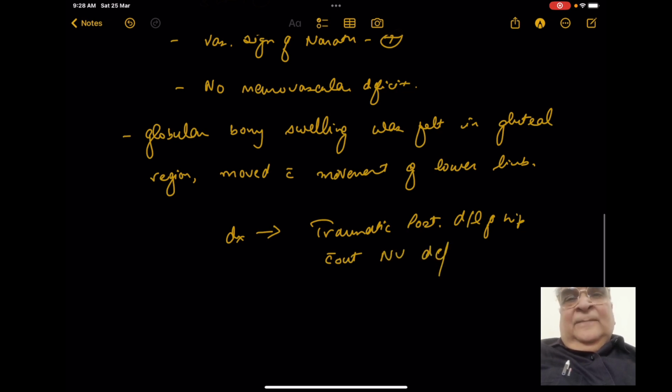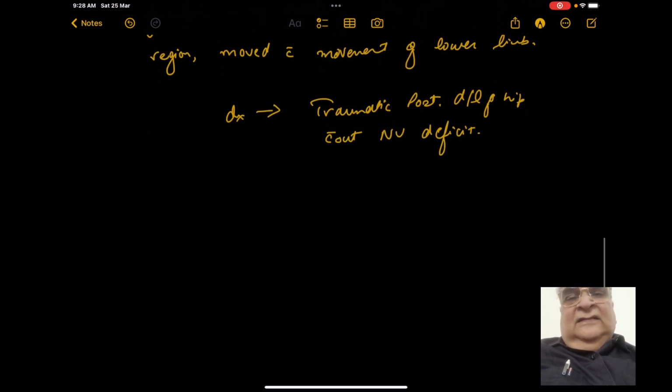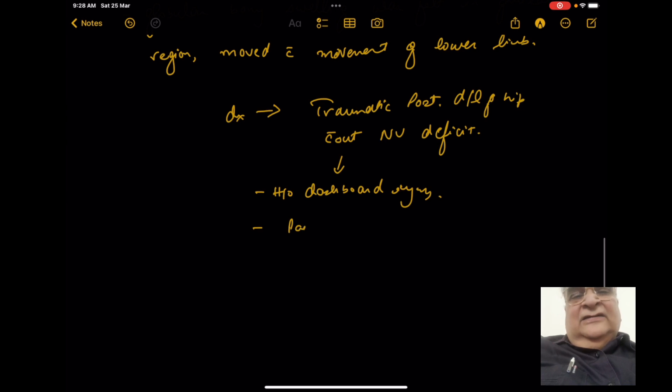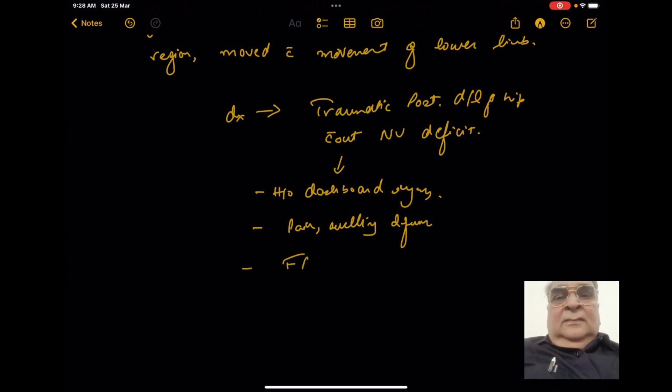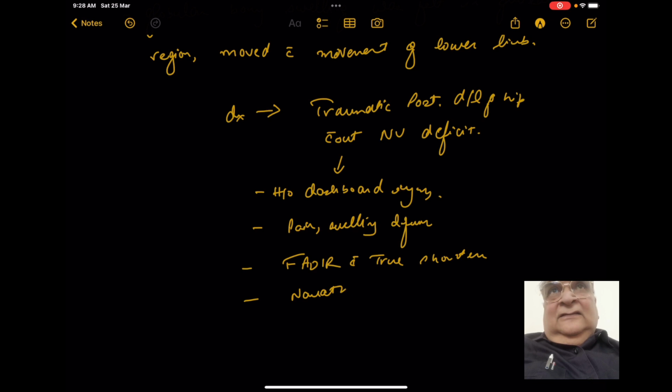Points in favor were dashboard injury, pain, swelling, deformity, loss of function around hip, flexion, adduction, internal rotation deformity with true shortening above the trochanter, positive vascular sign of Narath, and a globular bony swelling in the gluteal region which showed transmitted movements.